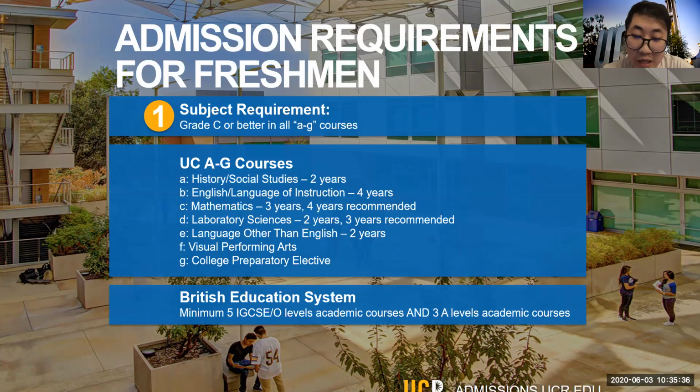We very much welcome the British education system, especially the Cambridge A-level system. We need a minimum of 5 IGCSE and 3 A-level academic courses. And we have been accepting students with only IGCSEs. We have accepted students with a mixed curriculum before, for example, IGCSE plus IB or IGCSE with AP. That's been happening before. And as long as the student meets the A to G course requirements, we can get them into our system.